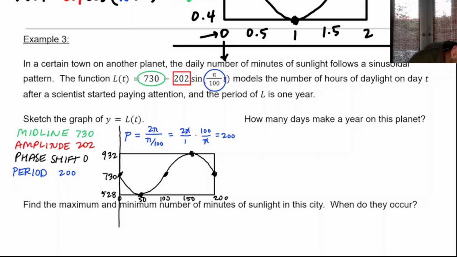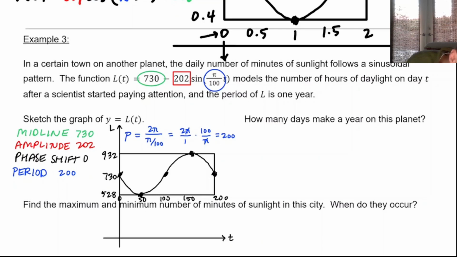I can draw the y-axis here, and maybe the L-axis. I guess it said y equals L of t. And then that'll be the t-axis right there. Okay, how many days make a year on this planet? I would think, assuming similar terminology to what we use here, that the period would be 1 year. If you think about the number of minutes of daylight, it increases and then it decreases. It hits maximum and it hits minimum. And I think we'll get into that down below, not to get too much into the geography or the anthropology here, but I thought it would make a good example.